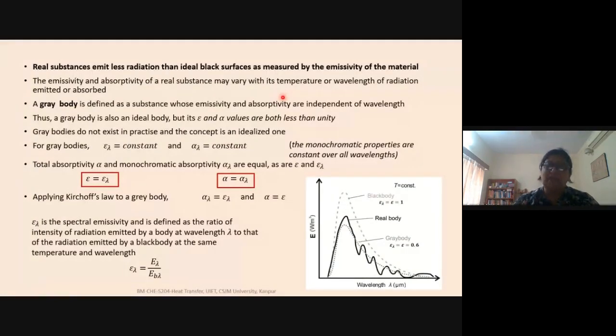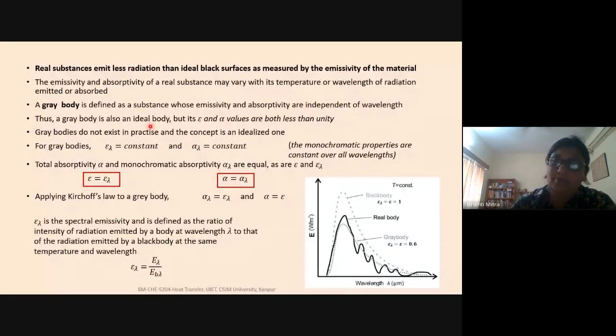Here we also define another kind of body, which is called the gray body. It is not a black body, but is a gray body. This is a substance whose emissivity and absorptivity are independent of the wavelength. Whatever the wavelength is, its emissivity and absorptivity remain the same. So a gray body is also an ideal body. We don't have a real life gray body. We can find bodies which are close to that, but there's nothing like a perfect gray body in reality.